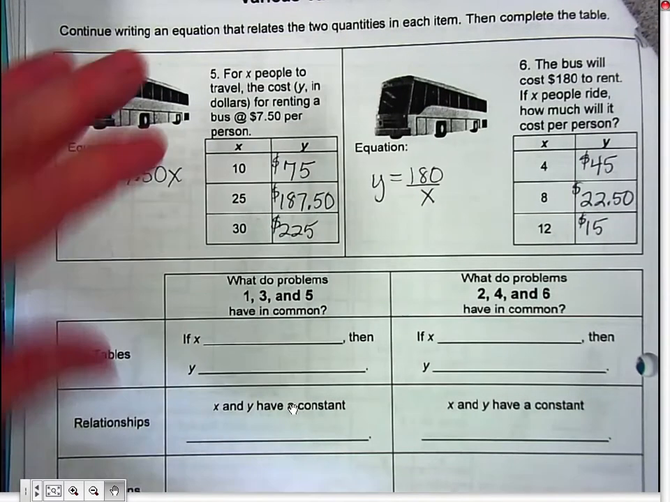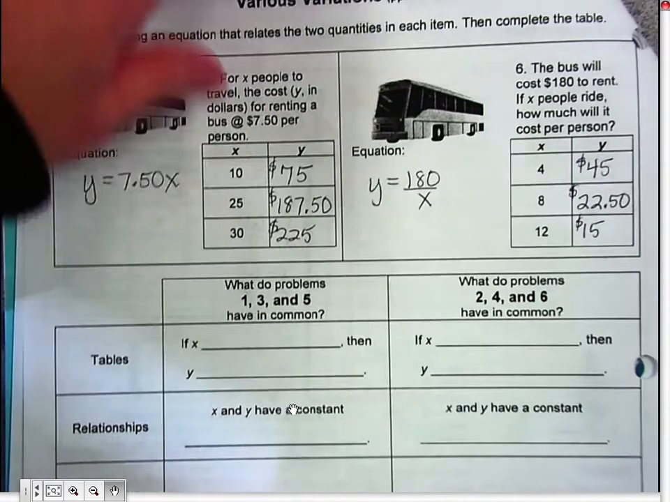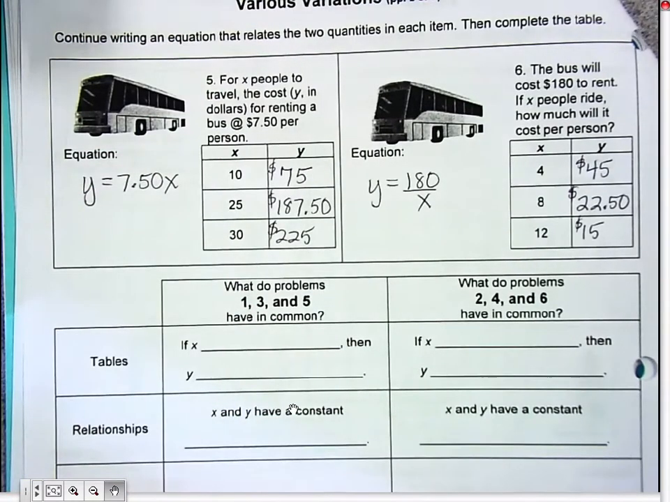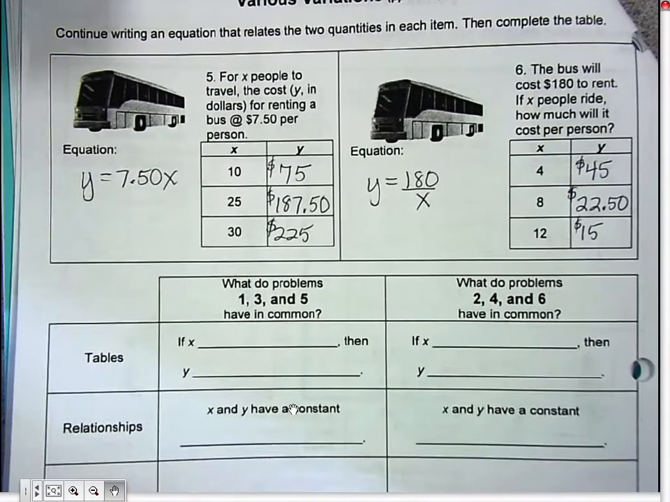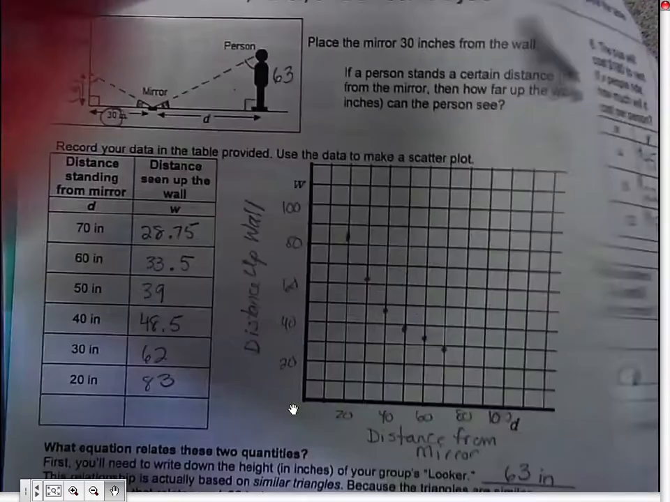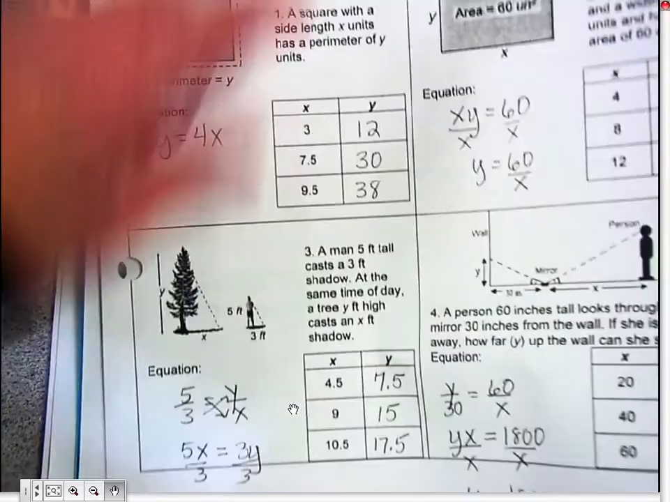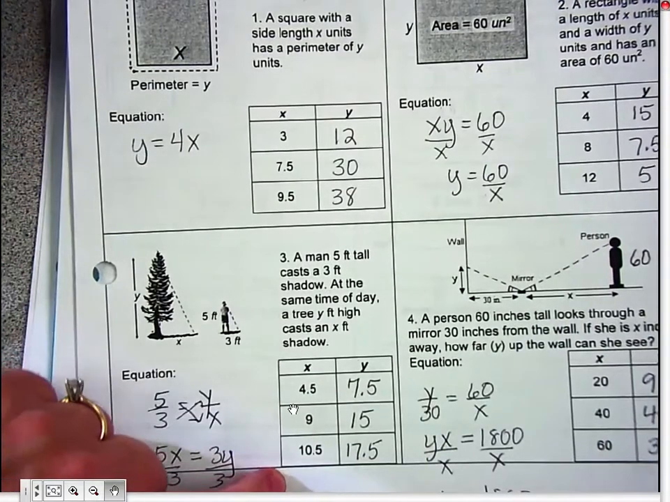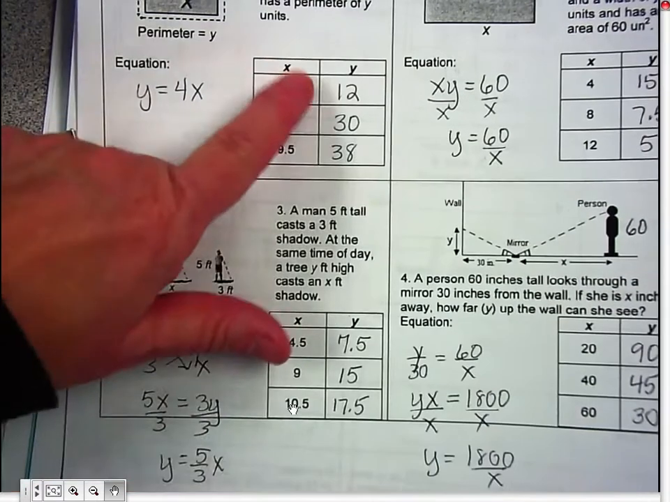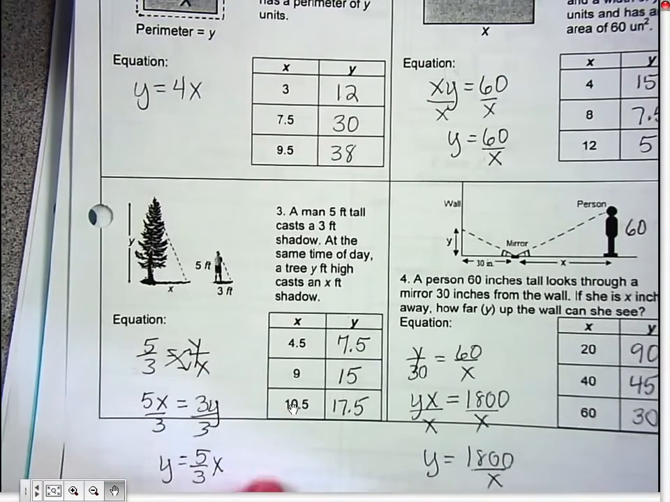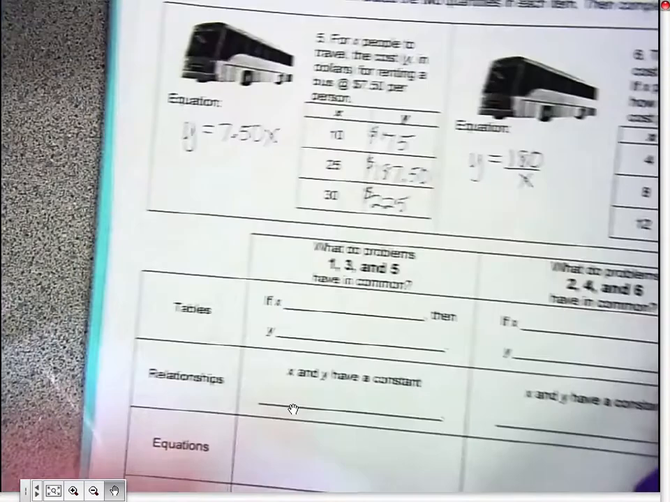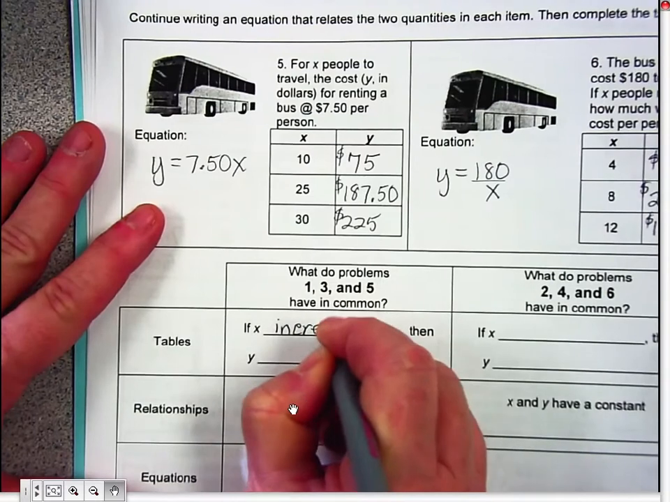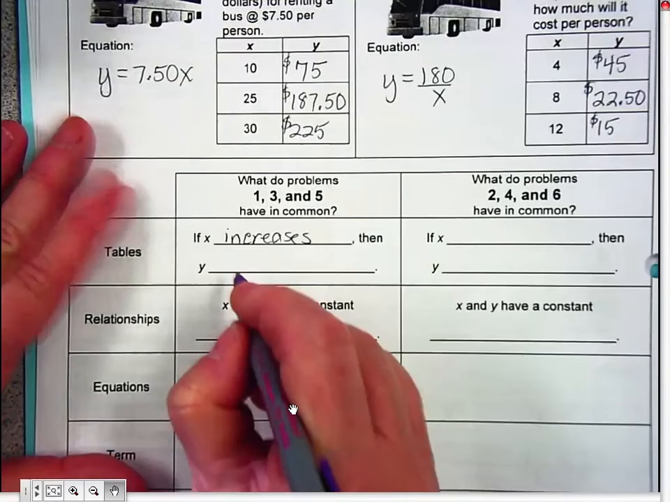The odd problems, all the ones on the left, the 3 problems on the left-hand side, 1, 3, and 5, their tables are similar. What is happening with X in the table? X is increasing. In every one of them, isn't it? Getting bigger, increasing. What is Y doing? Increasing. Y increases in this one, it increases in that one, and the one on the back. So if X increases, Y increases.